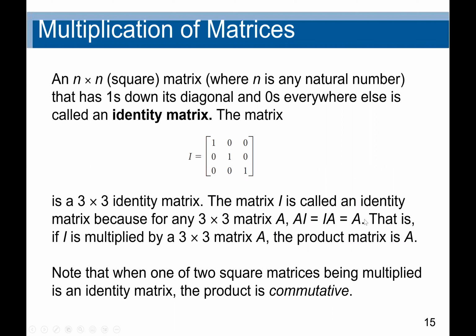Remember, we say in matrix multiplication, if I have 2 matrices A and B, the answer of A times B is not the same as B times A. But if it's the identity matrix, A times identity matrix is the same as identity matrix times A. The answer also gives you the same A.